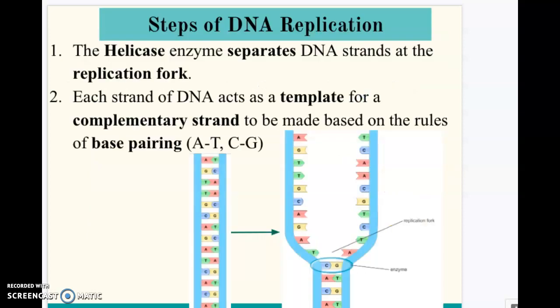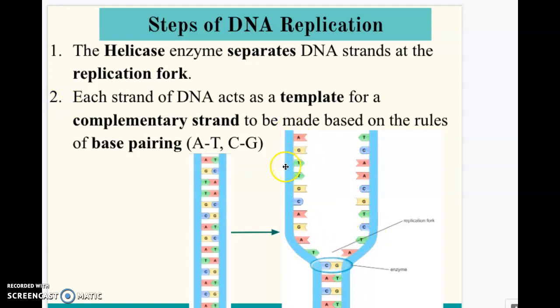So here are the steps of DNA replication. First, the helicase enzyme, which is shown here, separates the DNA strands at the replication fork. If you think of the replication fork as like a fork in the road, it's where the two strands are separating. So this enzyme is just separating these two DNA strands. It went from looking like this to looking like this. It's like a zipper, unzipping these two strands of DNA.